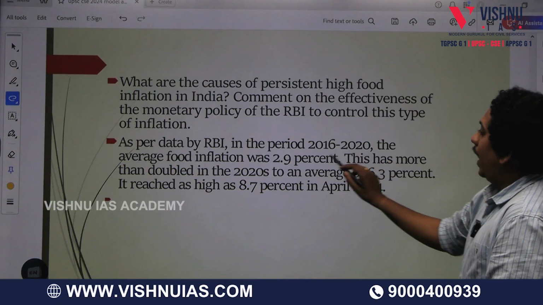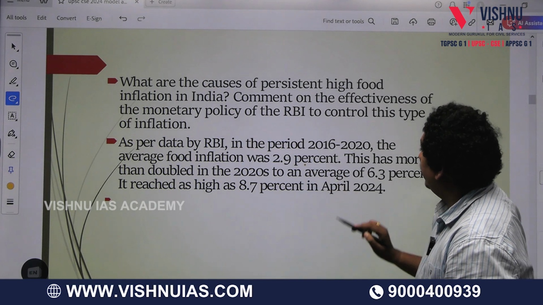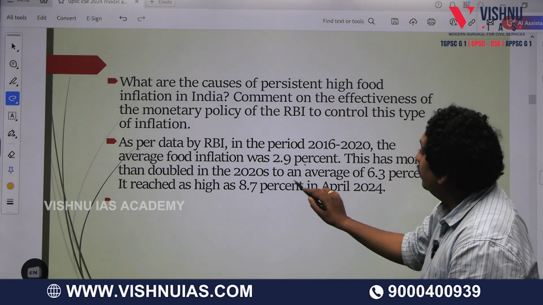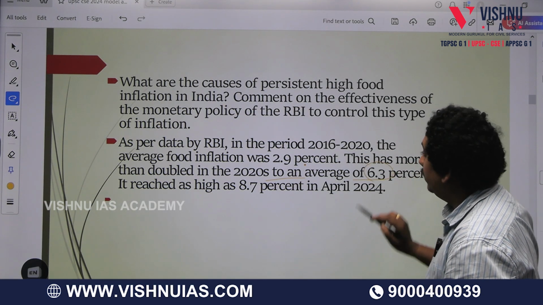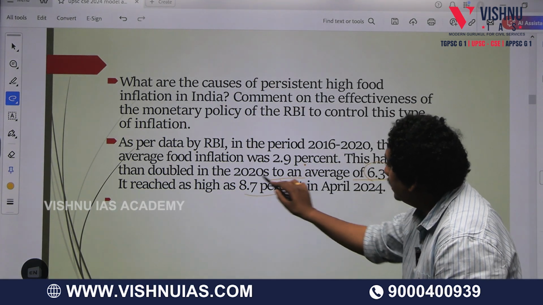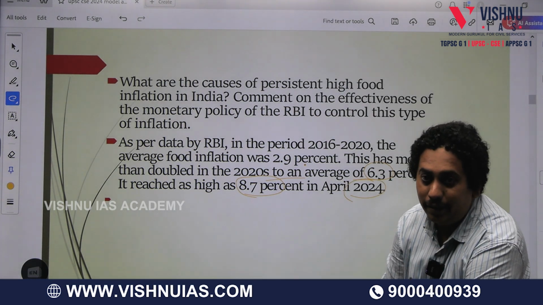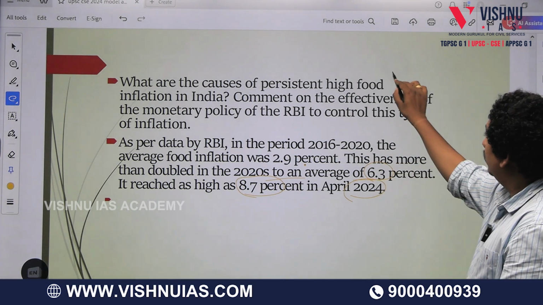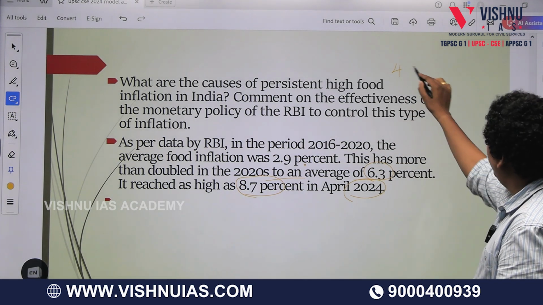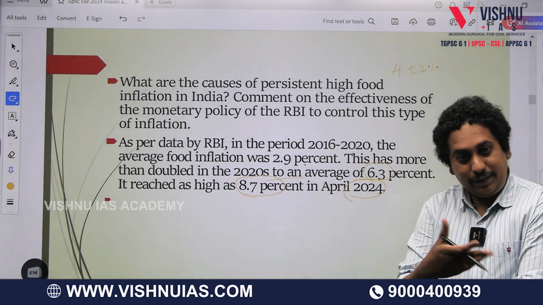చూద్దాము. As per RBI, 2016 to 20, the average food inflation was 2.9%. This has more than doubled in the 2020s to an average of 6.3%. It has reached as high as 8.7% in April 2024. Try to understand. The basic inflation target in India is only how much? 4 plus or minus 2%. So food inflation is severely high.